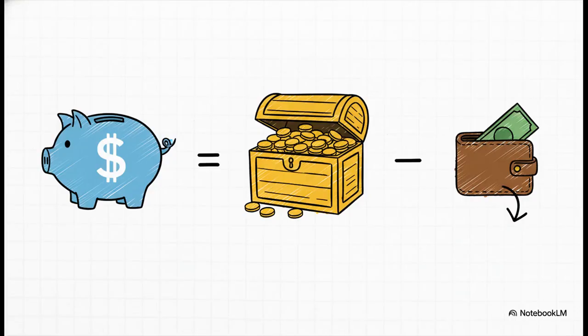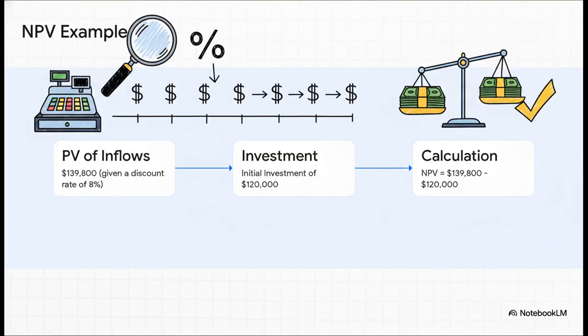And here is the formula you have to burn into your memory. Net present value equals the present value of cash inflows minus the initial investment. It's that straightforward. Now, remember, that initial investment is already a present value because it's happening today. The real work, the part where we use our discount rate, is in figuring out the present value of all those future earnings. Okay, let's make this real with a quick example.